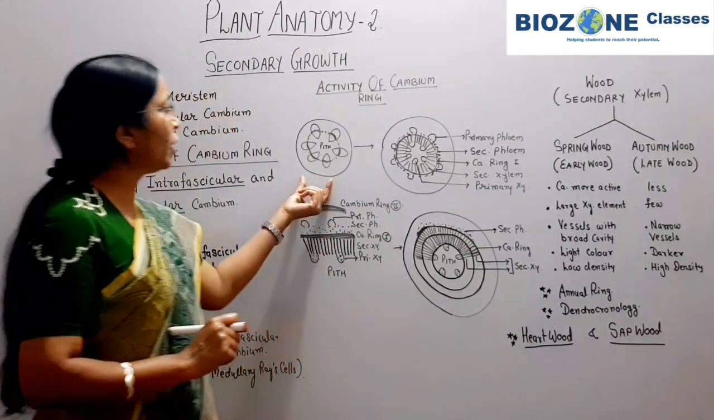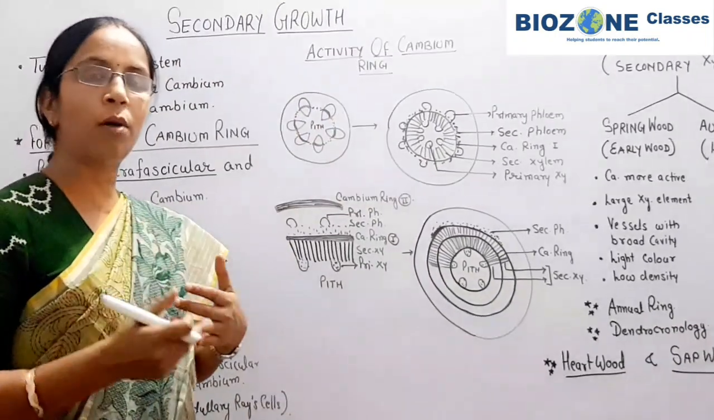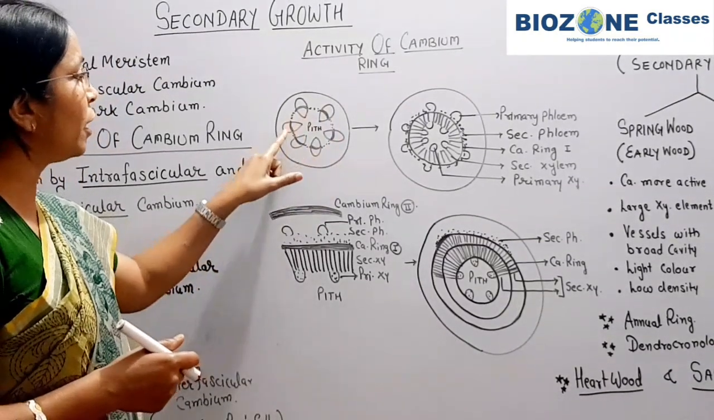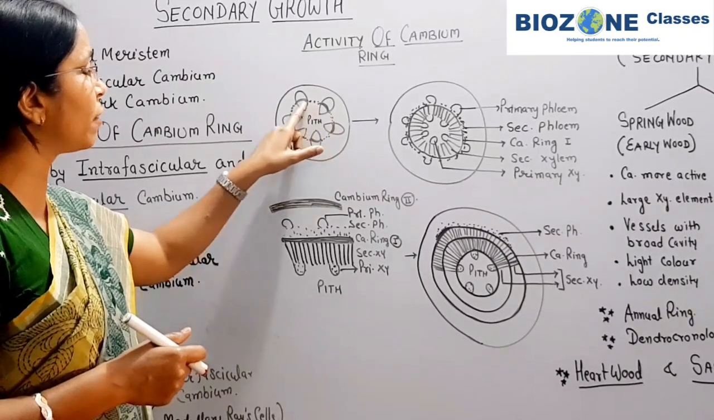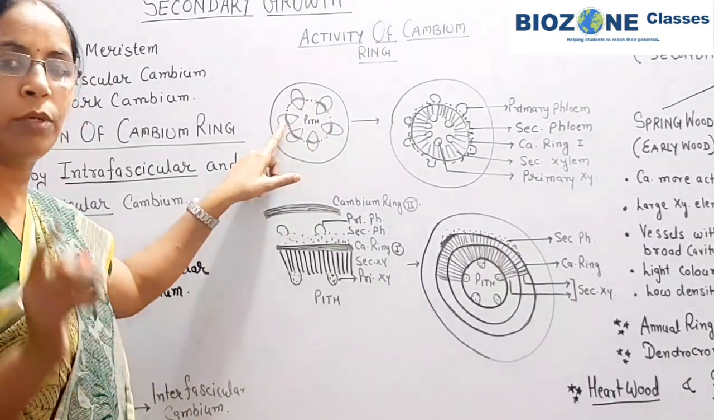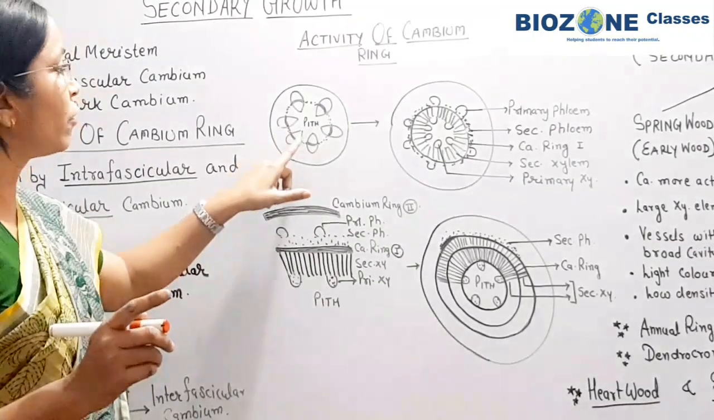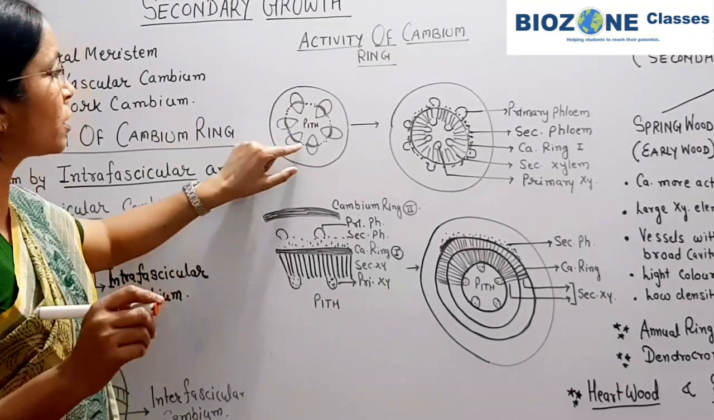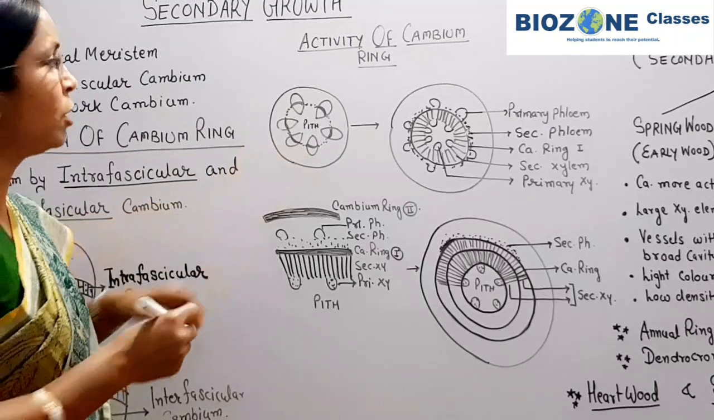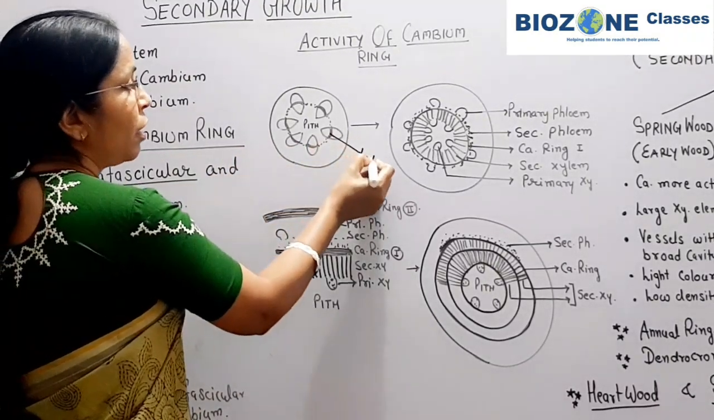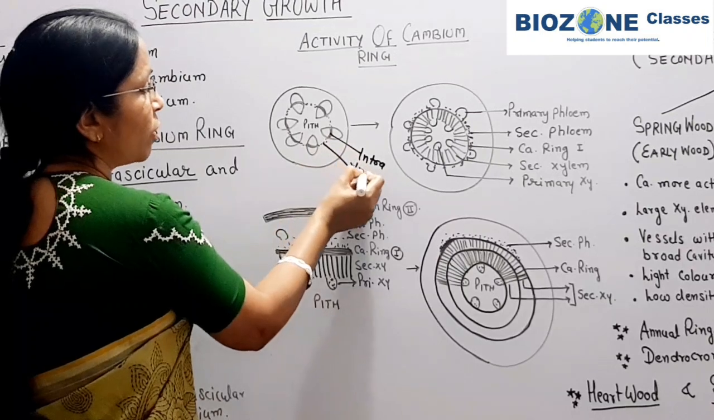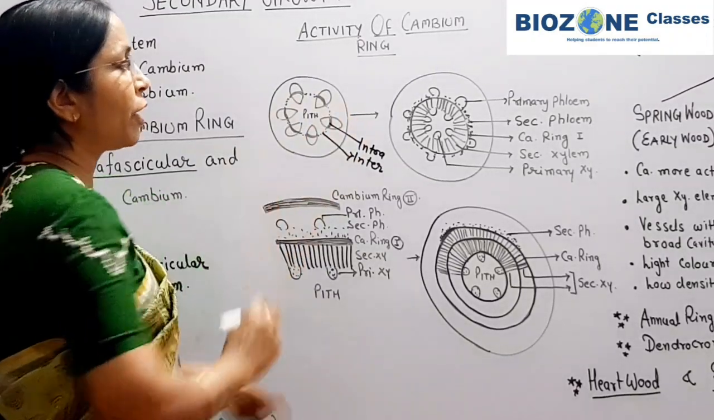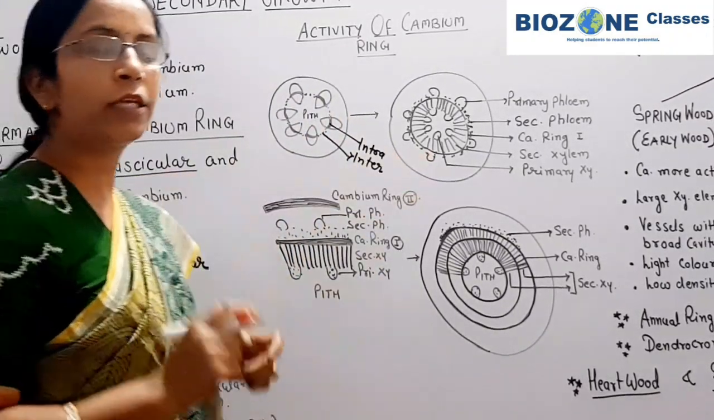So look at this diagram to see how the cambium ring is formed and how its activities take place. Initially these are the vascular bundles. In these vascular bundles, a dark colored band appears. This is the intrafascicular cambium. Due to the activity of the medullary rays, another band is formed in between these vascular bundles, exactly in the cambium zone. This is called interfascicular cambium. So remember the intra and inter. Both intra and interfascicular cambium combine to form one complete ring. The ring appears in this way, and that ring is called the cambium ring.